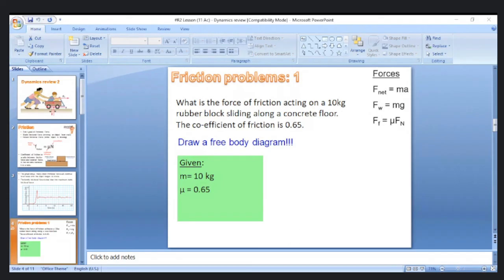So these are some examples of how to solve problems with friction. This question says, what is the force of friction acting on a 10 kilogram rubber block sliding along a concrete floor? The coefficient of friction is 0.65. I always advise you to always begin with a free body diagram.